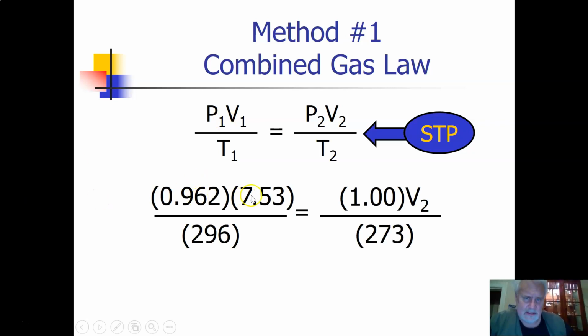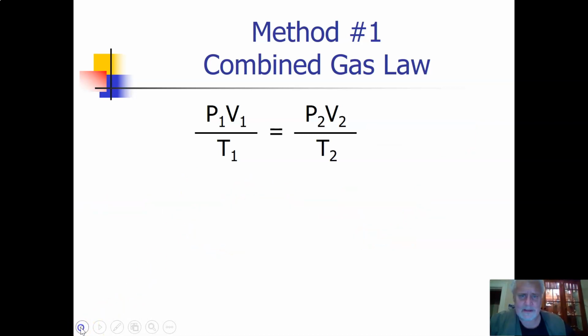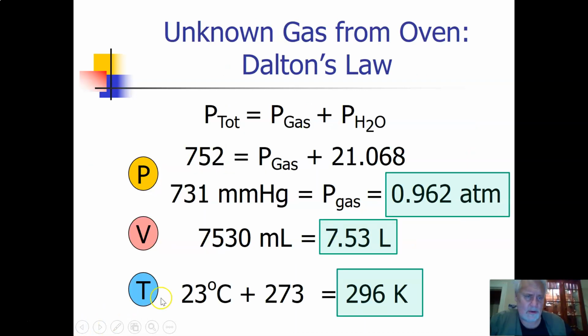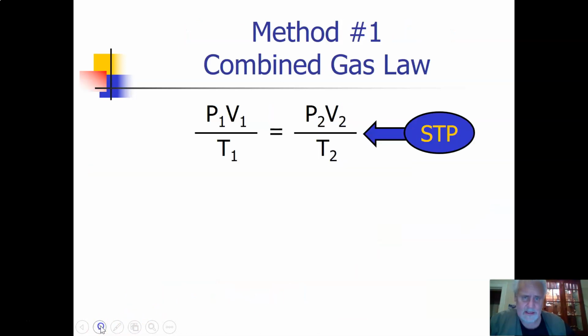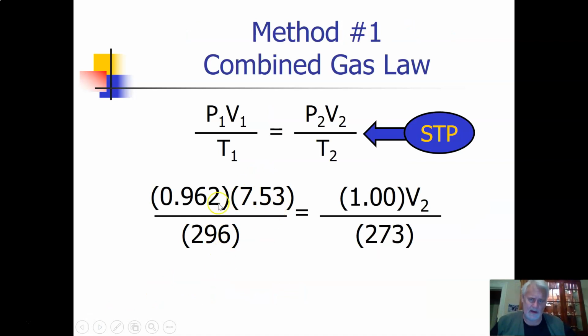So these numbers are the ones that you just boxed in, and I'm going to do this a couple times here. Just go back, yep, 962, 753, 296. So nothing new there. Those are our initial conditions. And then this was, remember, in atmospheres. So 1.00 is standard pressure, 273 standard temperature, and then we're going to solve for the V2.